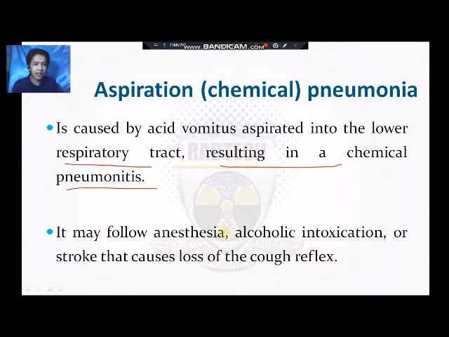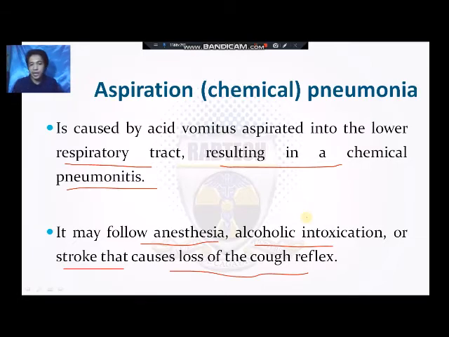It will cause irritation. Okay, so it may follow anesthesia, alcoholic intoxication, or stroke that causes the loss of cough reflex. Okay, so every time, di ba, some material enters our respiratory tract, the primary response is to cough, so that the material that has been aspirated towards the respiratory tract is expelled out from the respiratory tract. That's why we cough. Okay, so that is our primary response.